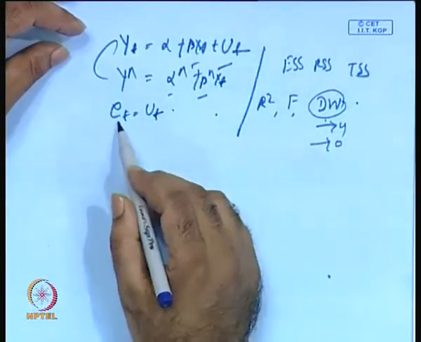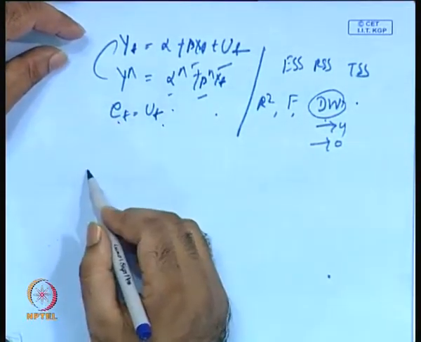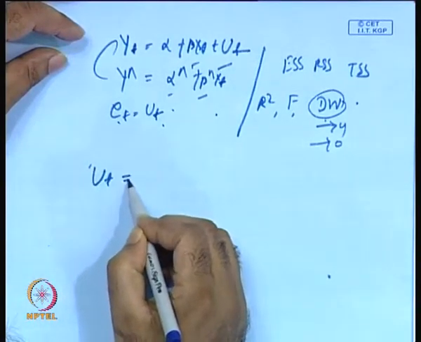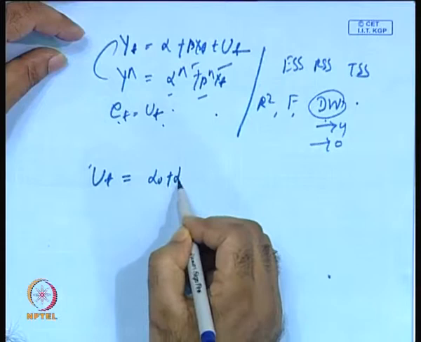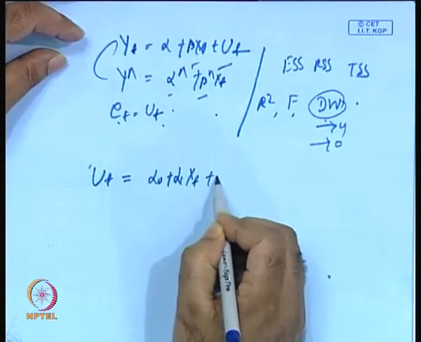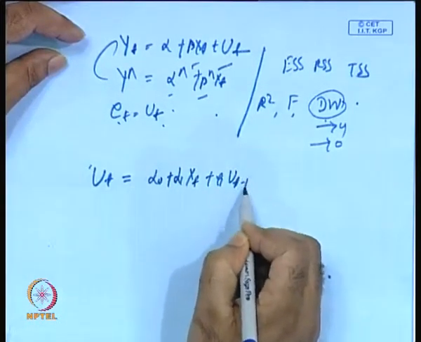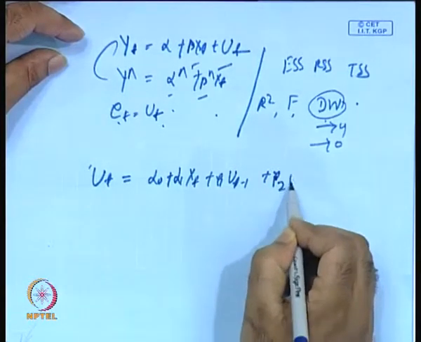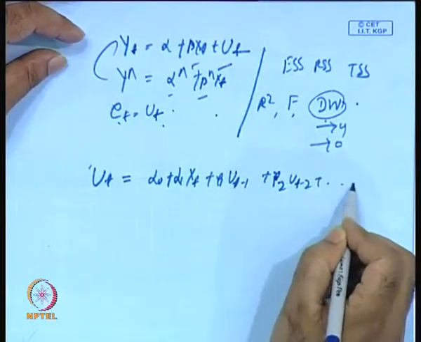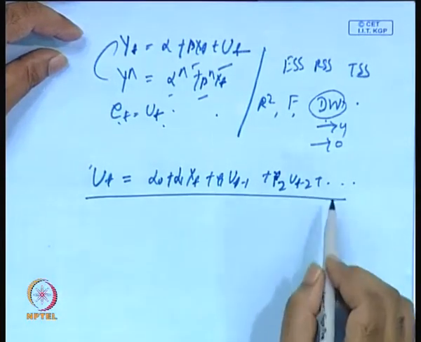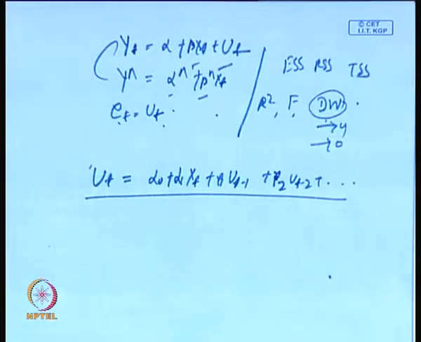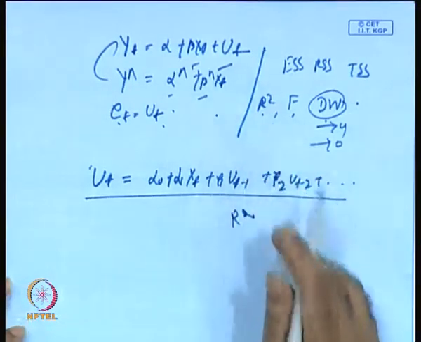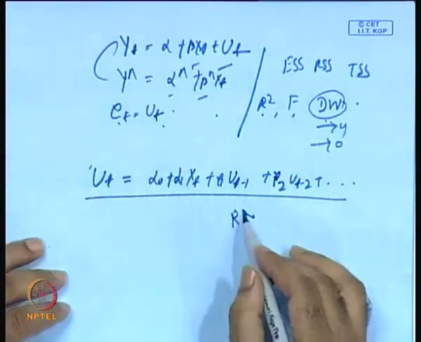But another way, once you have ut and yt, then you have to integrate with ut equal to alpha 0 plus alpha 1 xt plus gamma 1 yt minus 1 plus rho 2 ut minus 2 plus so on. So you set up another regression equation. Then you have the R square value, here R square before the situation and R square after the situation.